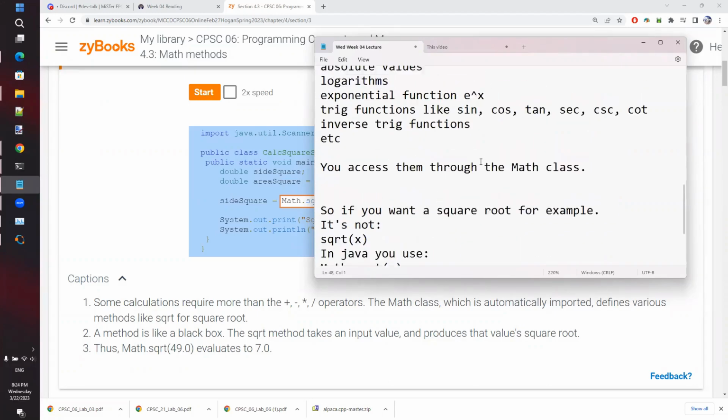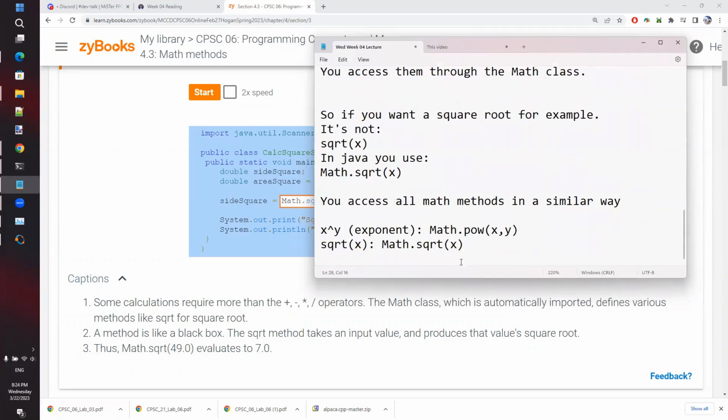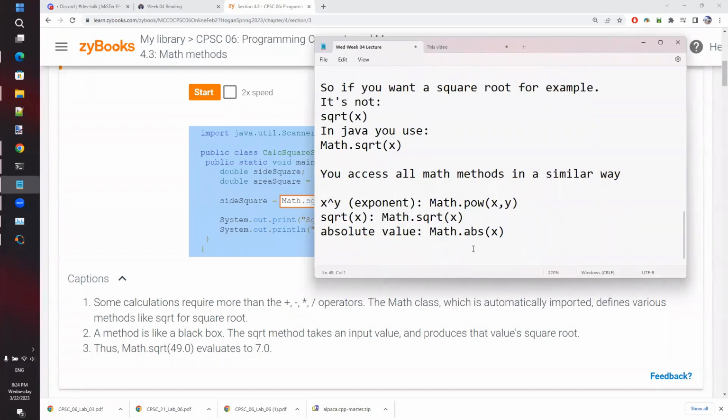What else is up here? An absolute value. How do you think you do an absolute value? You say capital M Math dot ABS. ABS is an absolute value, right?